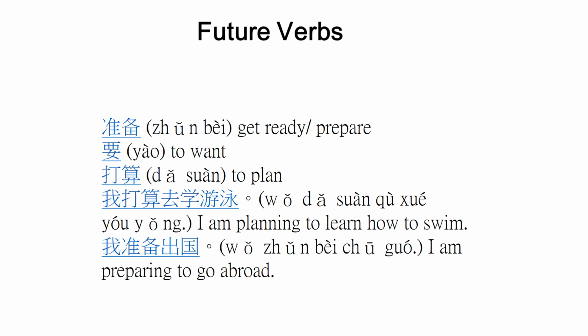Future verbs: 准备, get ready or prepare. 要 is to want. 打算 is to plan. 我打算去学游泳. 我, I. 打算, plan. 去, go. 学, learn. 游泳, swimming. 我准备出国. 我 is I, 准备 is plan or prepare, 出国 is go abroad.